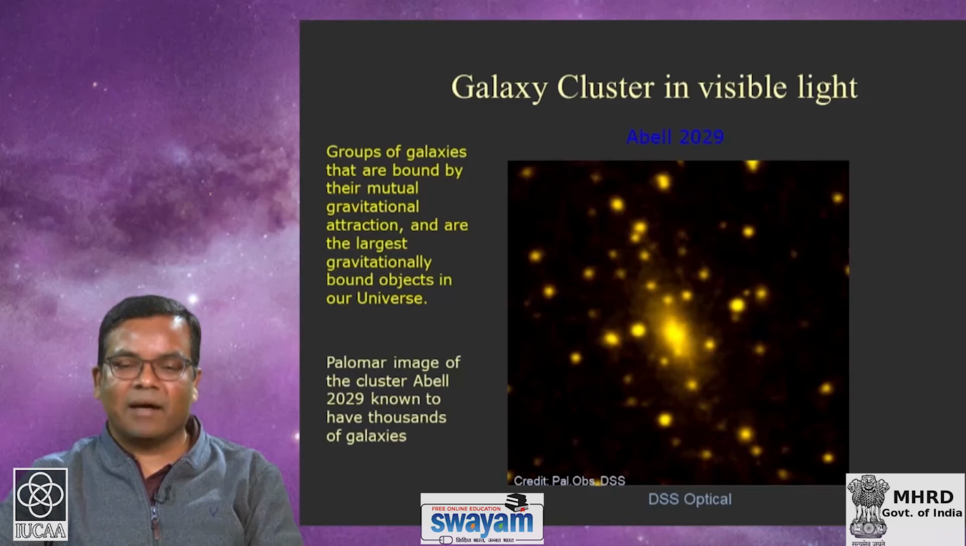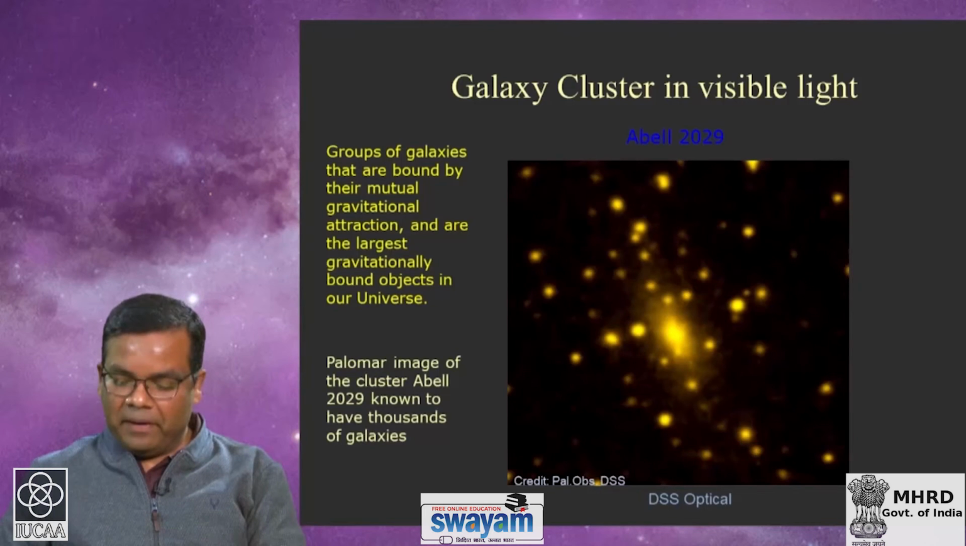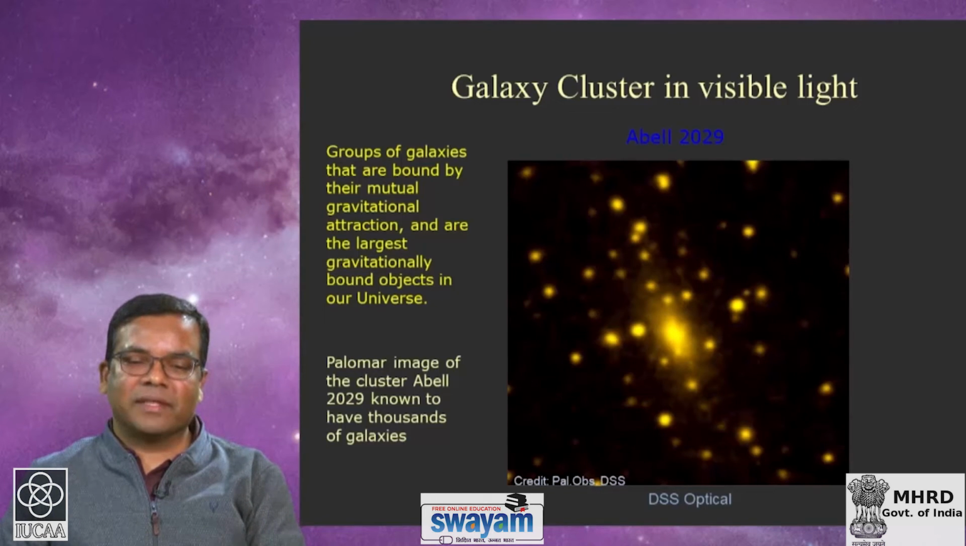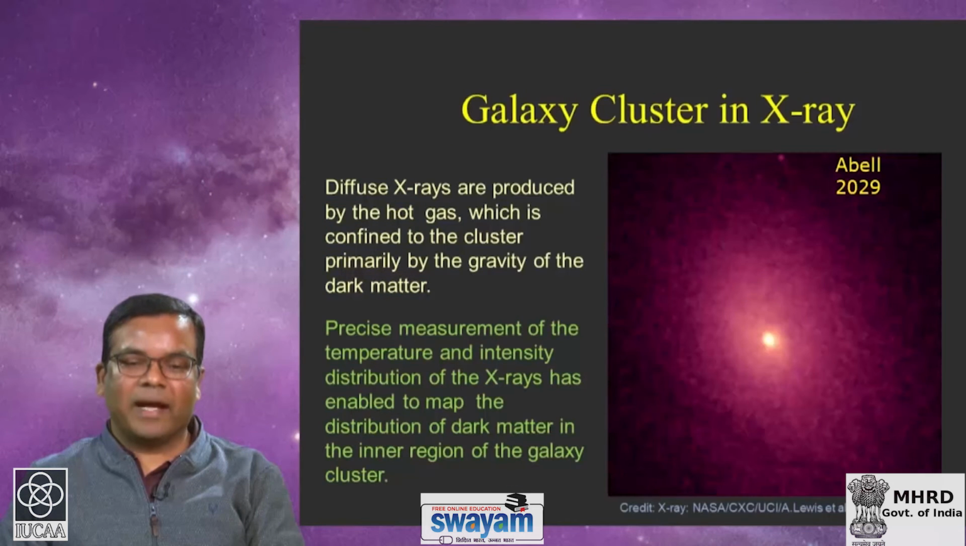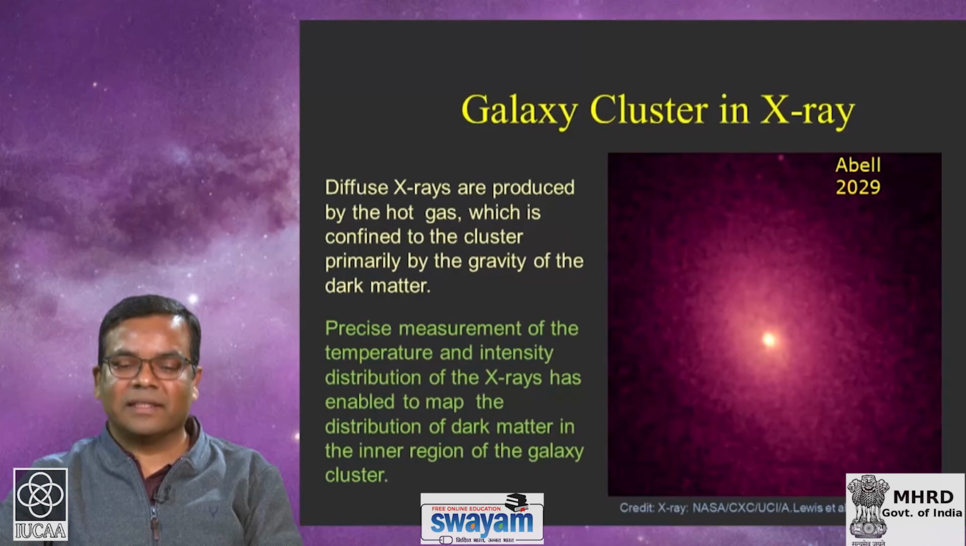This image essentially is the optical image, or the image in the visible light, of one of the galaxy clusters known as Abell 2029, and you see a large number of galaxies and the central galaxy as well in this cluster. If you observe the same cluster in the X-ray band, then what you see is shown here, the X-ray image. You do not see the individual galaxies in the cluster, but what you see is a diffuse X-ray emission filling the entire region of the galaxy cluster.